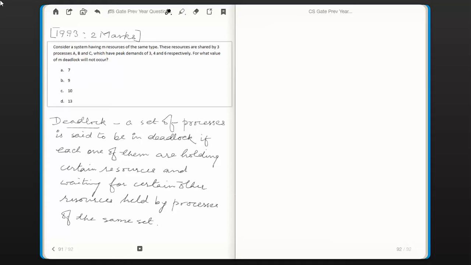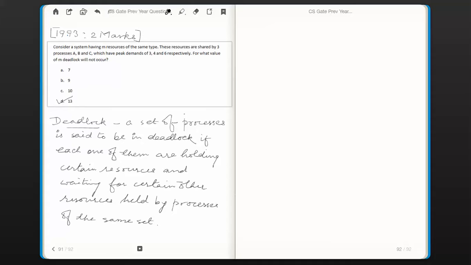So with 13 resources the system would be deadlock free and therefore the answer of this problem is option D, that is 13. That is what we needed to find out. The question was for what value of m deadlock will not occur. So of course 13 would be the answer. Option D is correct, right? So it was trivially found out.